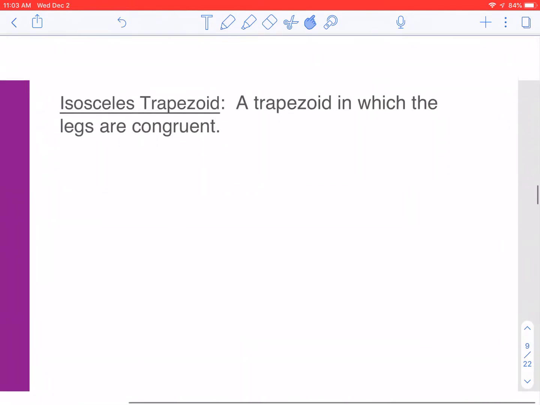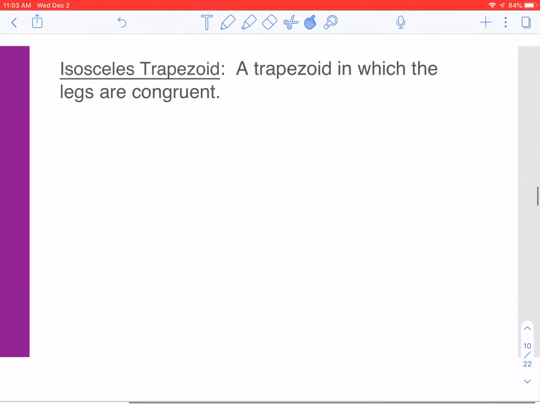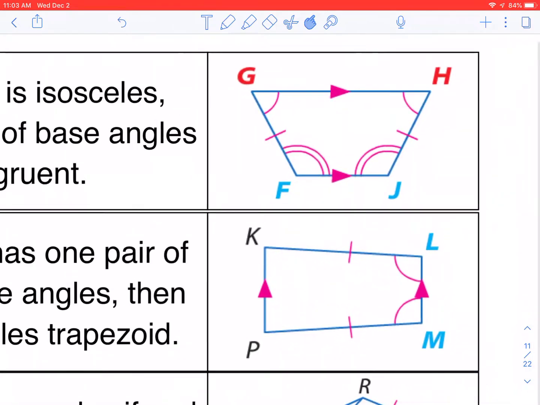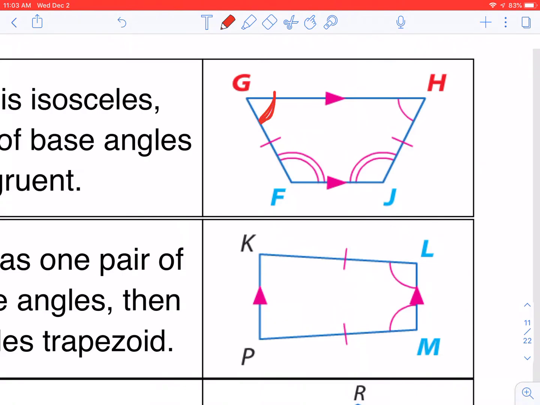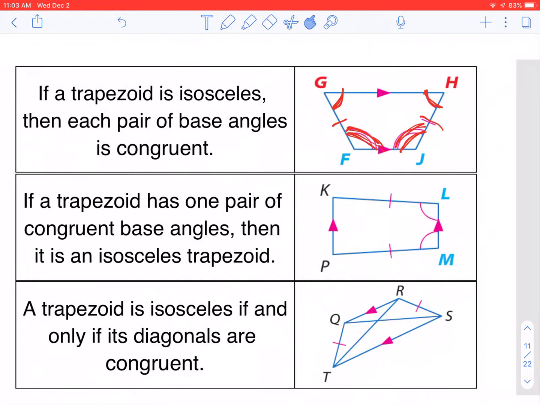Okay, what we're really going to be studying most of the time is an isosceles trapezoid. A trapezoid in which the legs are congruent. What does that look like? It looks like these pictures right here. If a trapezoid is isosceles, then each pair of the base angles are congruent. So you can see angle G is congruent to angle H, F and J are congruent. You also see these two sides congruent. That's isosceles, similar to isosceles triangle.